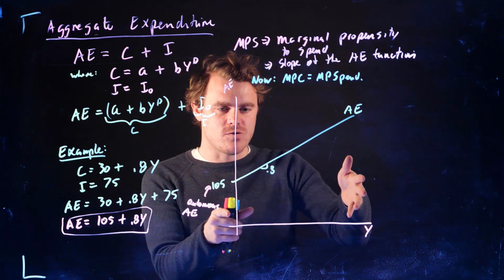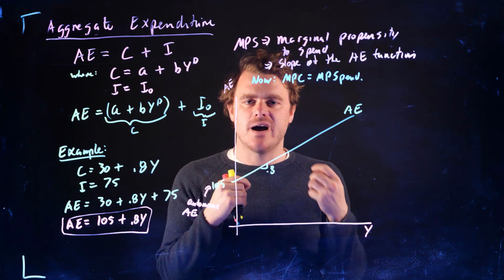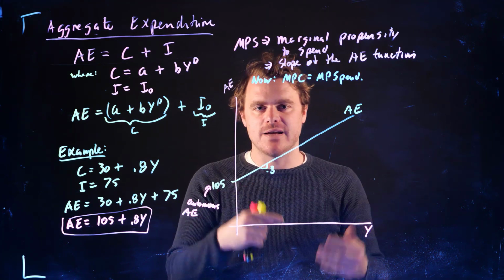Okay, so this is what our graph for AE looks like. Next, we need to think about equilibrium. What's got to be true in equilibrium? And we can solve for equilibrium and think about changes.